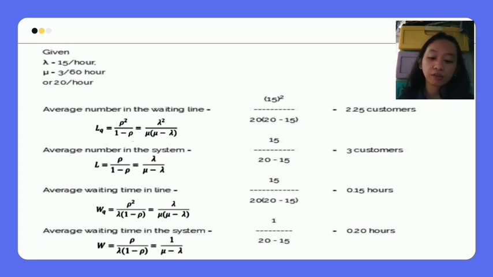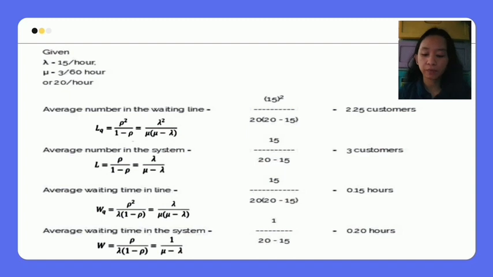Next, to get the average waiting time in line, the formula is WQ equals lambda over mu times the total of mu minus lambda. 15 over 20 times 20 minus 15 is equal to 0.15 hours. Lastly, to get the average waiting time in the system, the formula is W equals 1 over mu minus lambda. Our lambda is 15 and our mu is 20. 1 over 20 minus 15 is equal to 0.20 hours. So, the average waiting time in line is 0.15 hours and the average waiting time in the system is 0.20 hours.